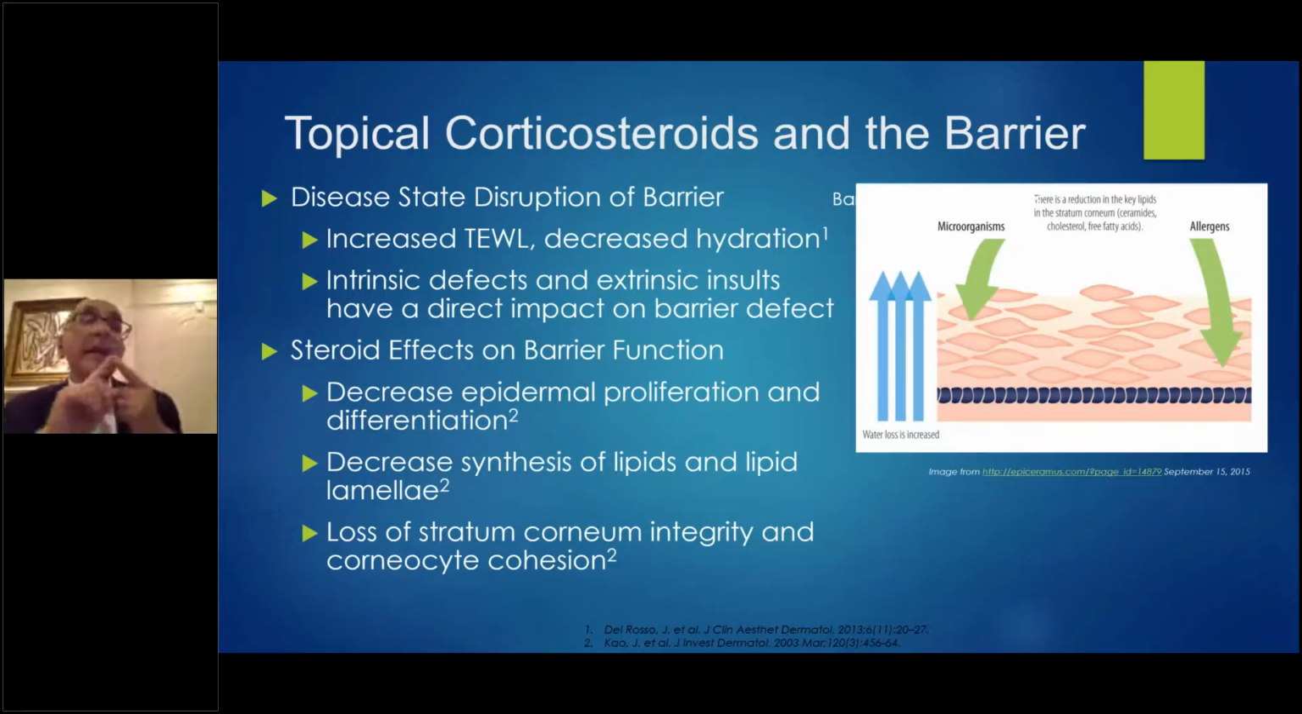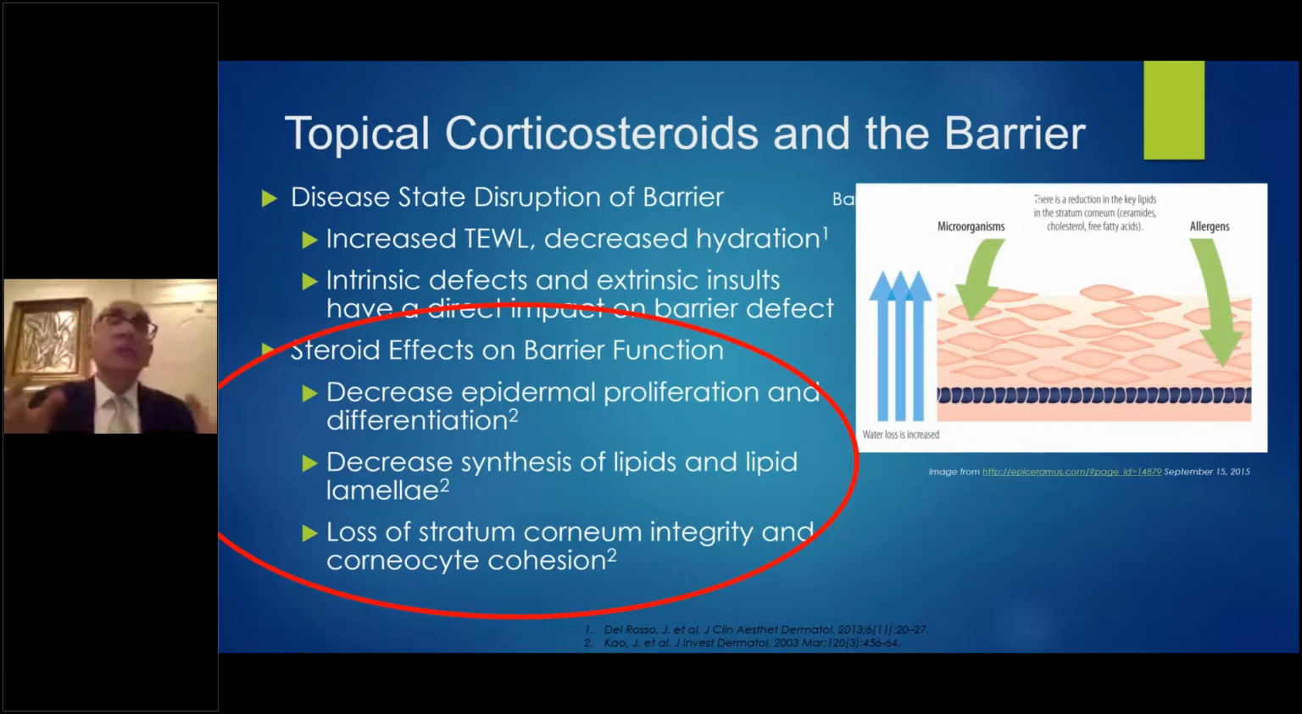They inhibit the synthesis of the lipids and lipid lamella. They decrease epidermal proliferation and differentiation, and they also cause, of course, the stratum corneum integrity loss and corneocyte cohesion, hence the whole story that I told you before. So now we're using something to treat the problem, but actually we're making the main problem even worse. So what do we do?